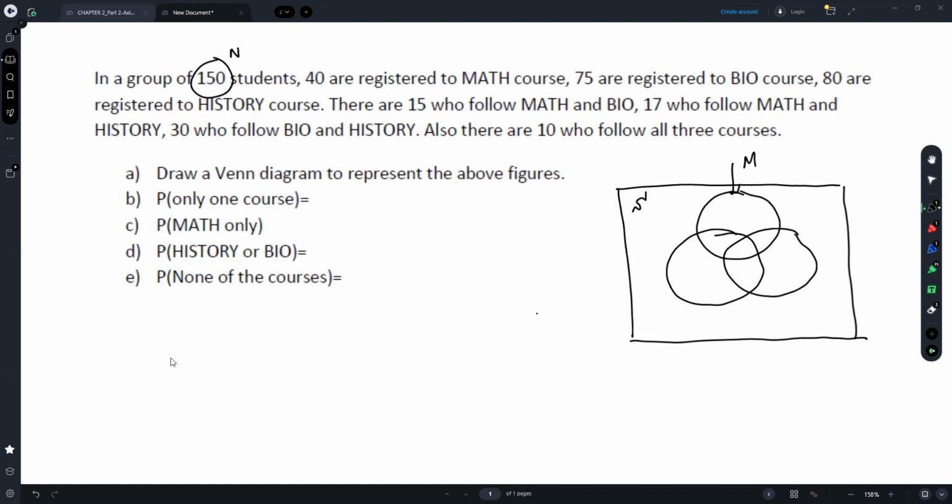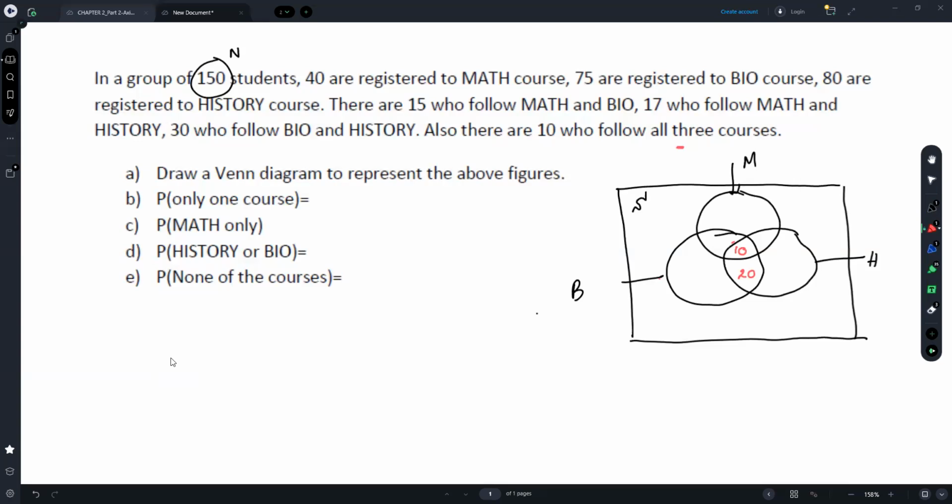So here's our mathematics, bio, history. Where do we start? We start with the overlap of all 3 courses. There are 10 who follow all 3. So that 10 will go here. So let's go in reverse. 30 who follow bio and history. So this area is 30. Out of 30, 10 is already there. So this will be just 20.